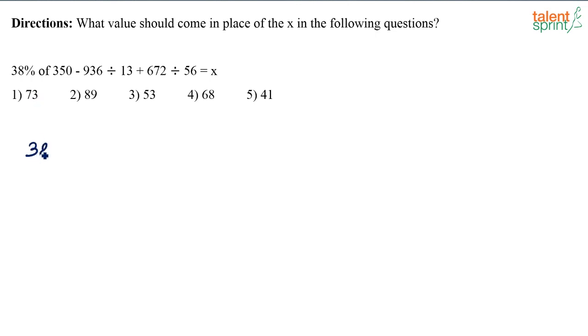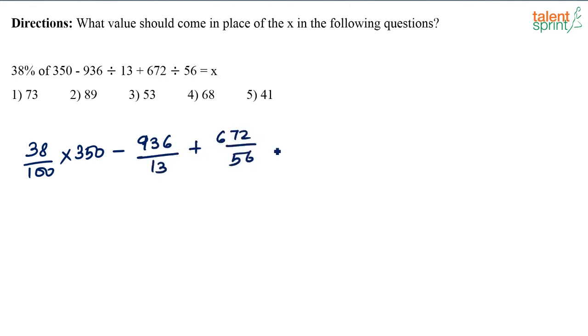What is given here? 38% of 350 minus 936 divided by 13 plus 672 divided by 56, that is equal to x. You have to find out the value of x. So cancel the 0, 0. Here you have 7 5s are 35, 5 2s are 10, this is 19, and 936 by 13, that is nothing but 72, correct? Similarly 672 by 56, 1.